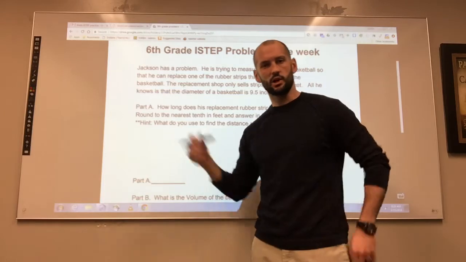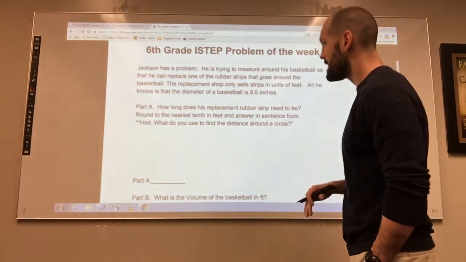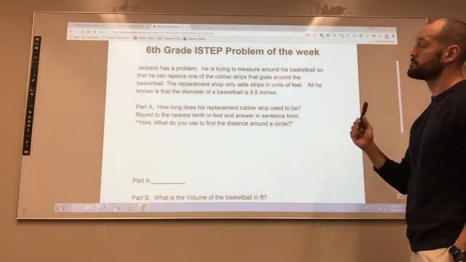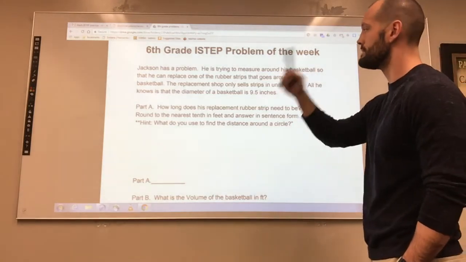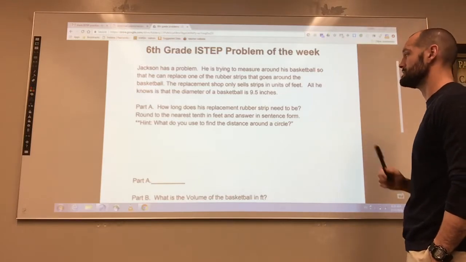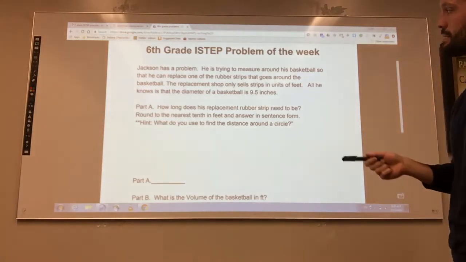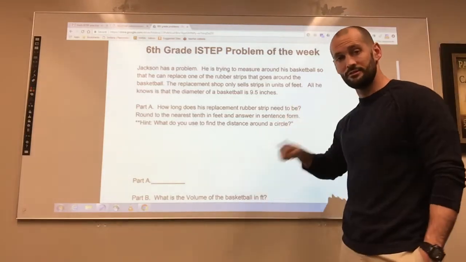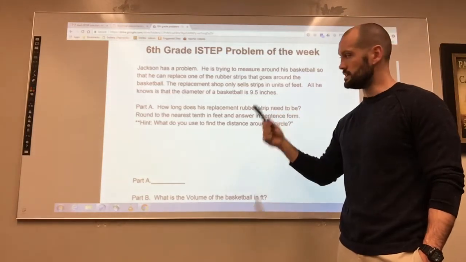All right, let's take a look at our problem. Jackson has a problem. Told you. He is trying to measure around his basketball so that he can replace one of the rubber strips that goes around the basketball. The replacement shop only sells strips in units of feet. All he knows is that the diameter of a basketball is 9.5 inches. So already you see the conflict. We have information in inches, but we have to go to feet.